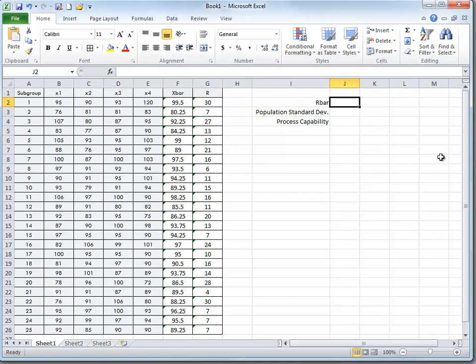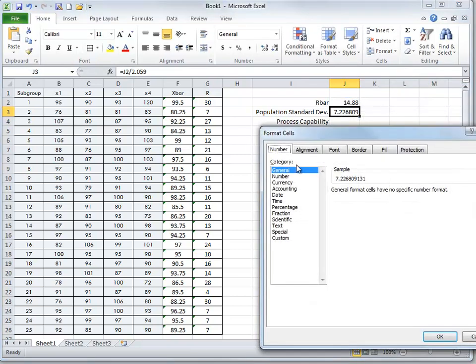Now let's calculate the R bar. The R bar is just the sum of all those individual ranges divided by the number of subgroups, which is 25. Let me make sure that I have parentheses here. And then we calculate it. So our R bar is 14.88. Then we calculate our population standard deviation, which is equal to our R bar divided by our D2 factor. And our D2 factor with 4 observations, the sample size, is 2.059.